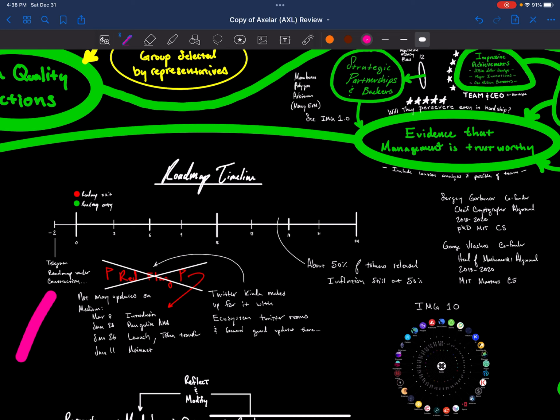So when we look at the roadmap, Telegram said last time, 2 months ago, they said something about doing a roadmap under construction. I couldn't find any updates on that. So that was the last time I could find something in their Telegram about their roadmap, the latest iteration of the roadmap about 2 months ago.